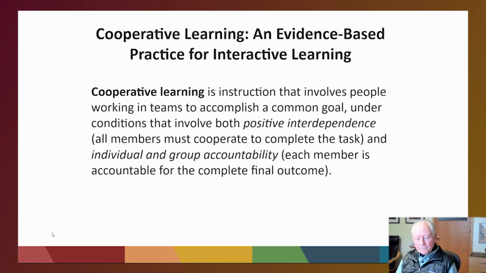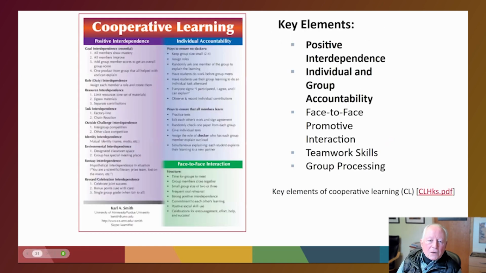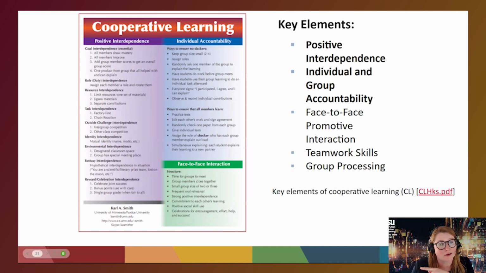And on the next slide, there's a handout that has a specific list of ways of implementing interdependence and accountability, as well as the other evidence-based key elements of cooperative learning: the promotive interaction, teamwork skills, and group processing. If this is something that you might find helpful, you can download it. There's a link in the resources. I see you nodding, Kristen. So where will they find it? Yeah, so you can get it directly from here, and I'll download that PDF also and upload it to our folder.